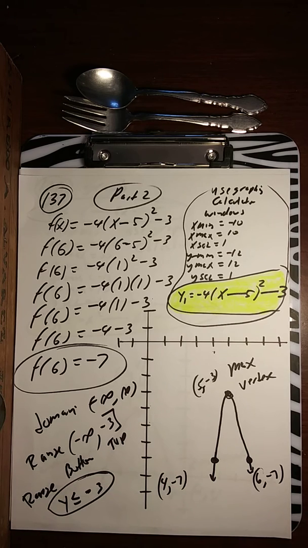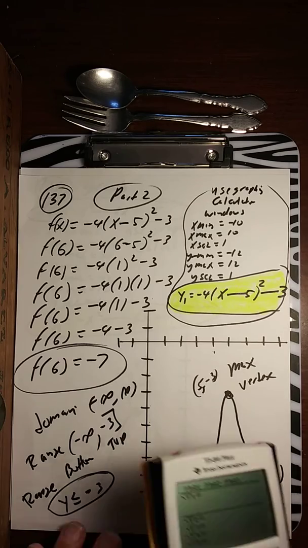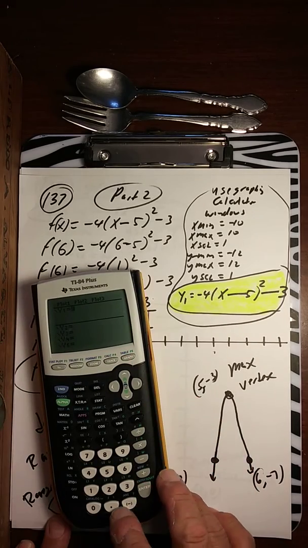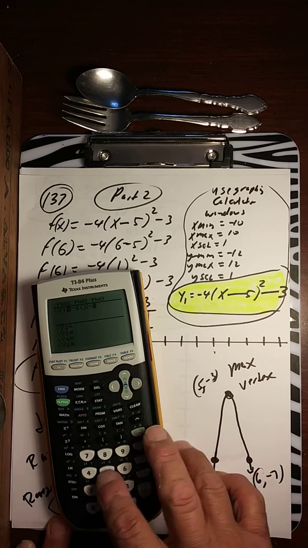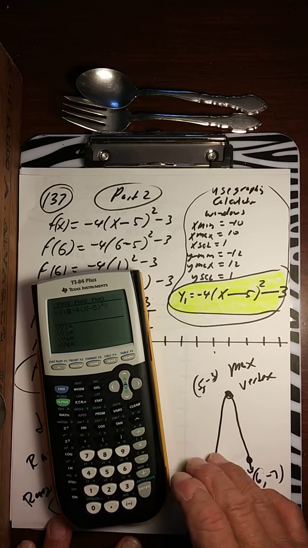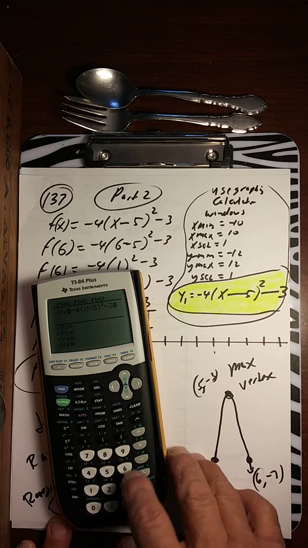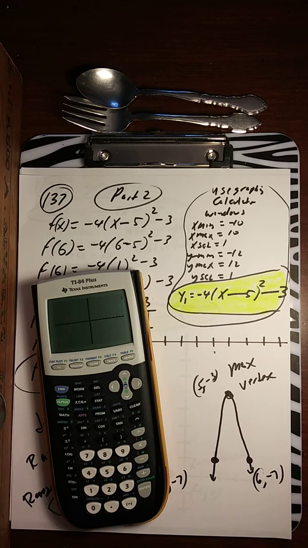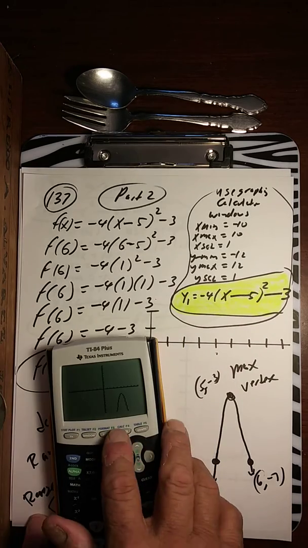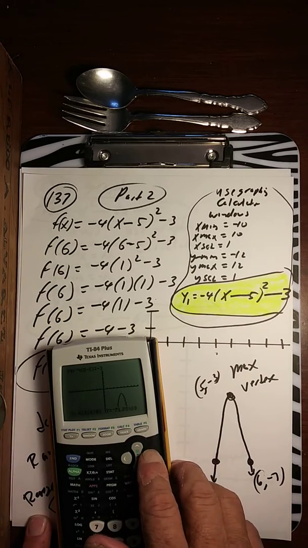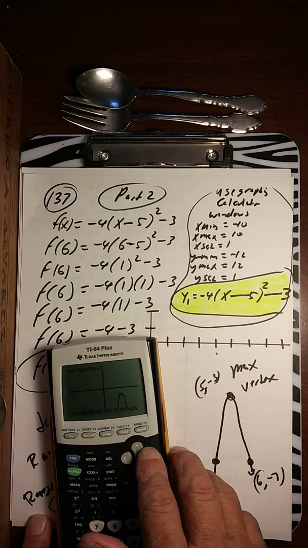Okay. Or put it in a calculator. Yes, of course. So y equals -4 (x minus 5) squared minus 3. Graph. There it is right there. Just like that one. You can do trace if you want. Get some numbers in there. Trace it. There you go. See it? Bonito.